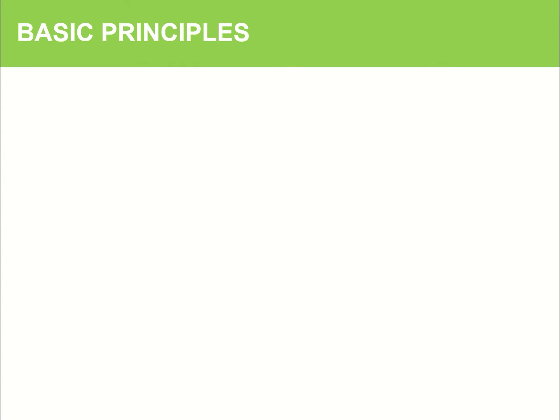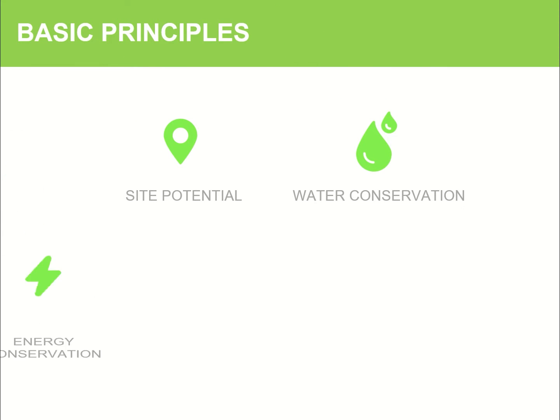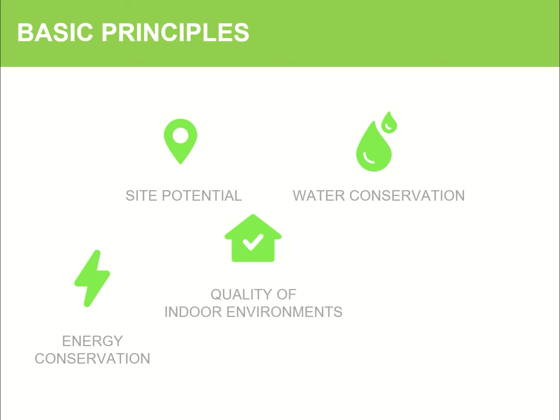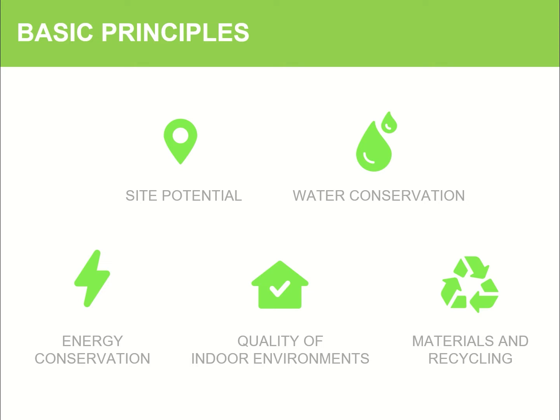Sustainability has 5 basic principles, which is essentially how we're going to outline our lesson for today. First one being site potential. Next is water conservation, energy conservation, quality of indoor environments, and materials and recycling.